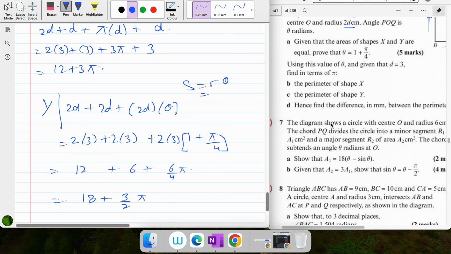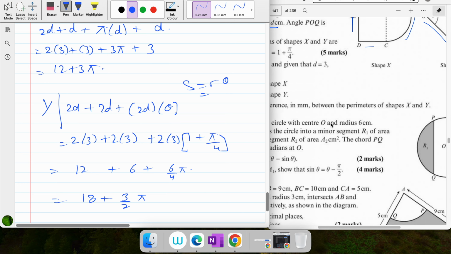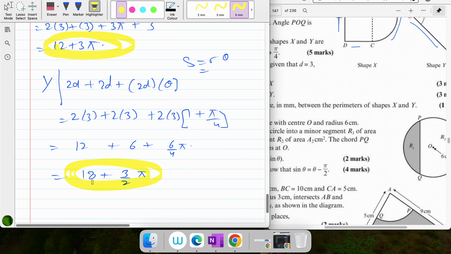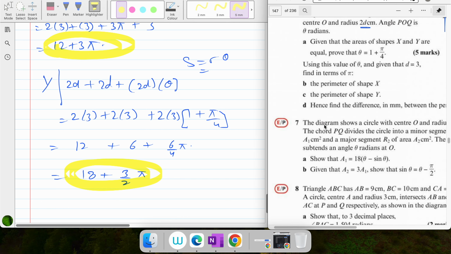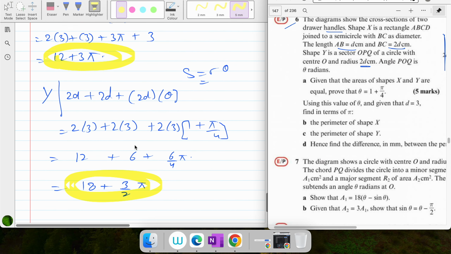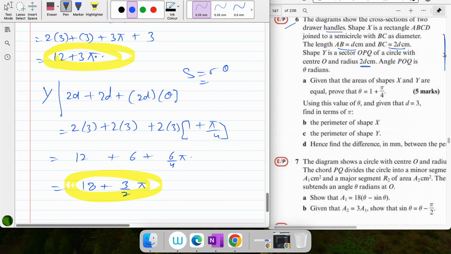The last part says hence find the difference in millimeters between the perimeter of X and Y. So we have the two perimeters. Perimeter of X is right there and perimeter of Y is this. We just subtract them and convert it into millimeters to find the difference. That was in centimeters, so let me just write this here in decimals.